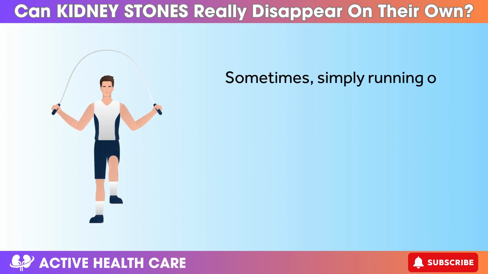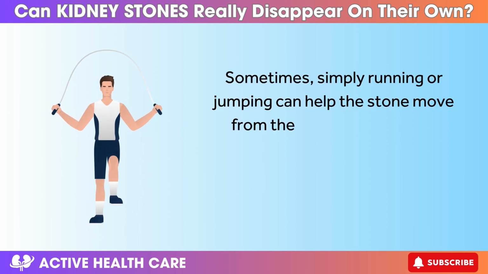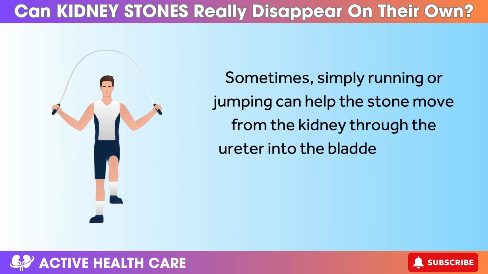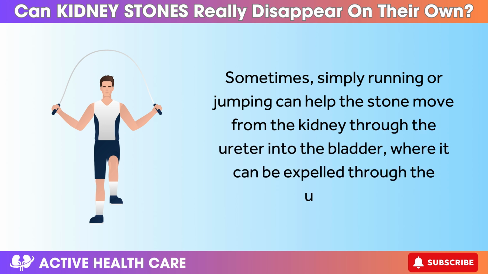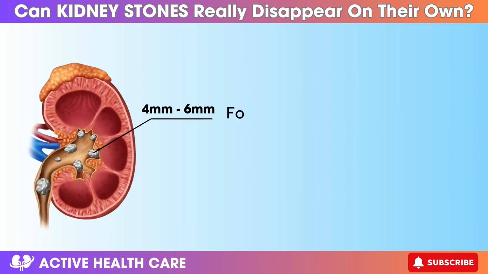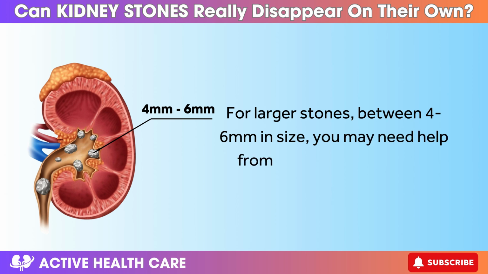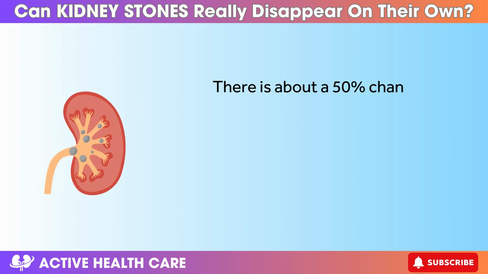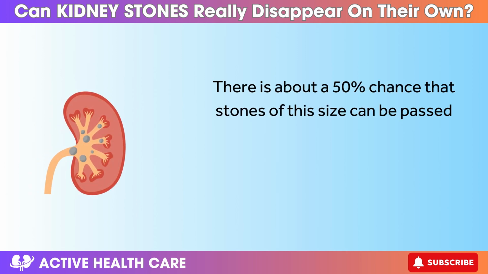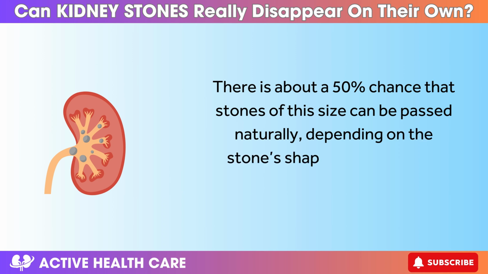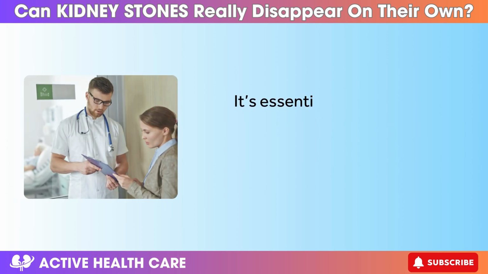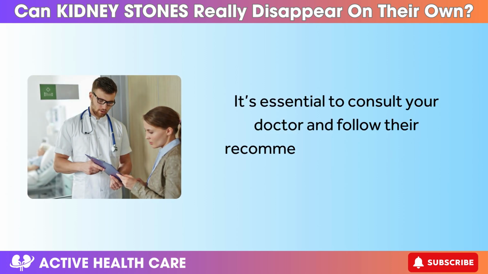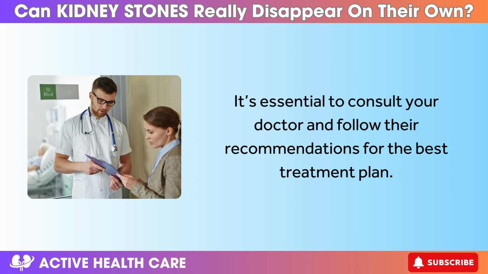Sometimes simply running or jumping can help the stone move from the kidney through the ureter into the bladder, where it can be expelled through the urethra. For larger stones, between 4 to 6 millimeters in size, you may need help from diuretic medications. There is about a 50% chance that stones of this size can be passed naturally, depending on the stone's shape and the urinary tract's condition. It's essential to consult your doctor and follow their recommendations for the best treatment plan.